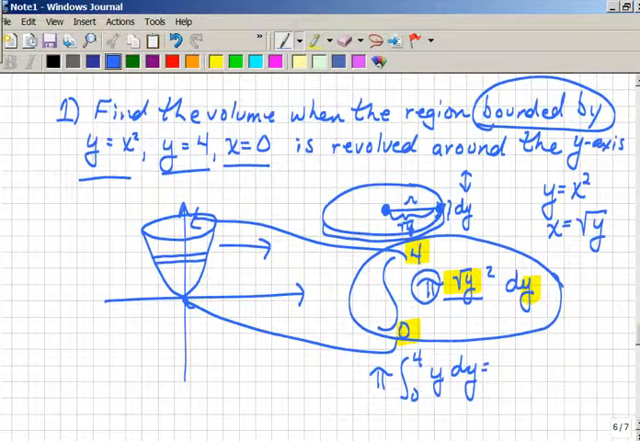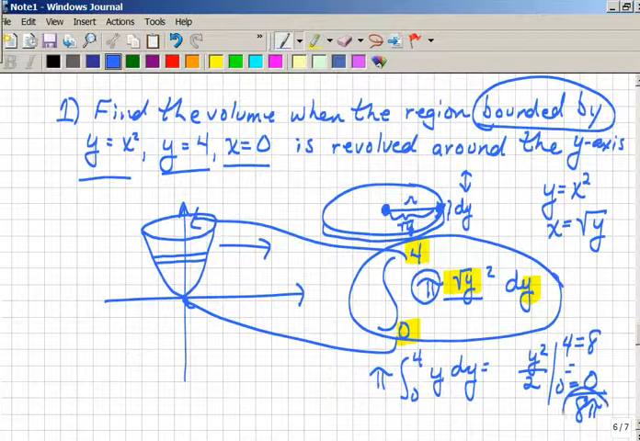And now we integrate. To integrate that, we get y squared over 2 from 0 to 4. If you sub 4 in, we get 16 over 2, which is 8. If you sub 0 in, you get 0. 8 minus 0 is 8. And don't forget, we kicked pi out front. Let's bring pi back over. So the volume of the bullet tip is 8 pi.